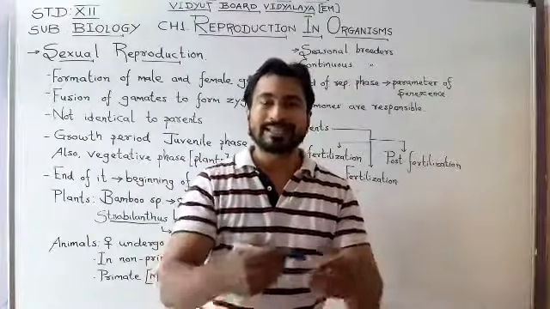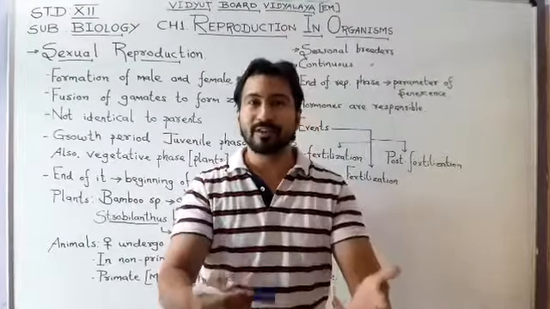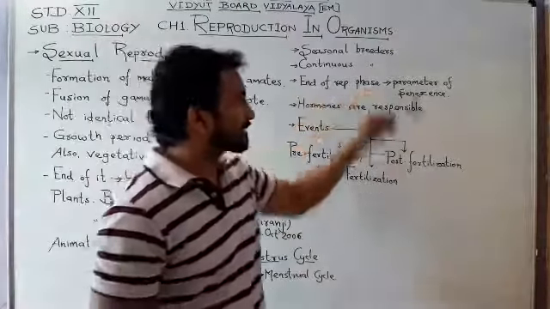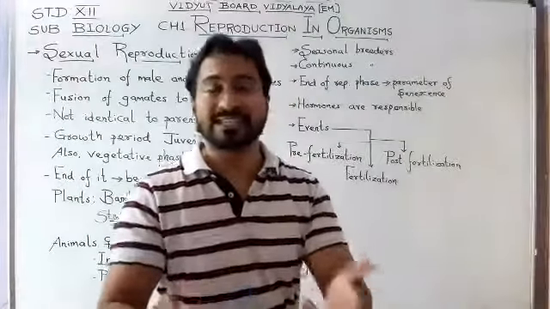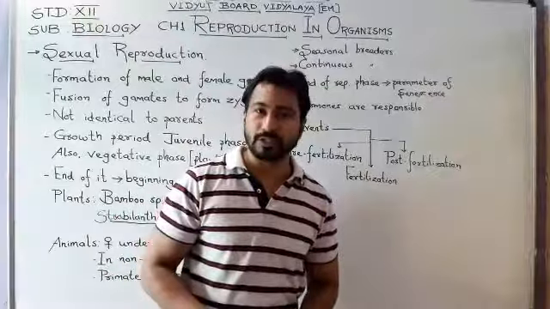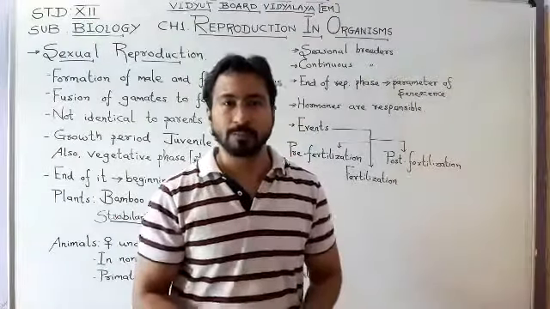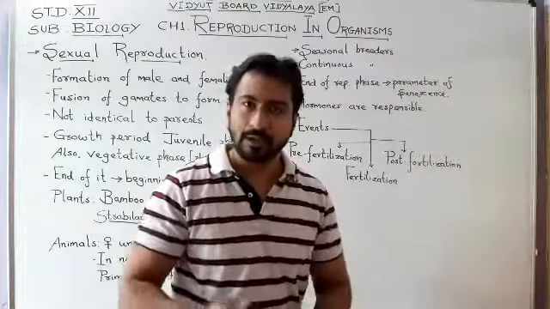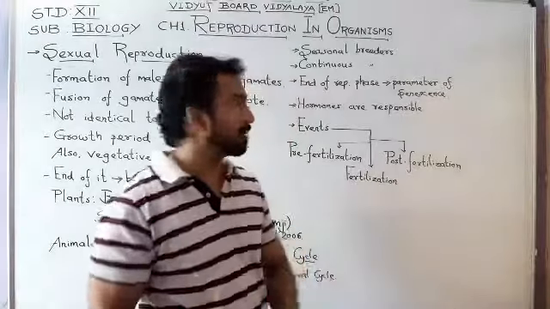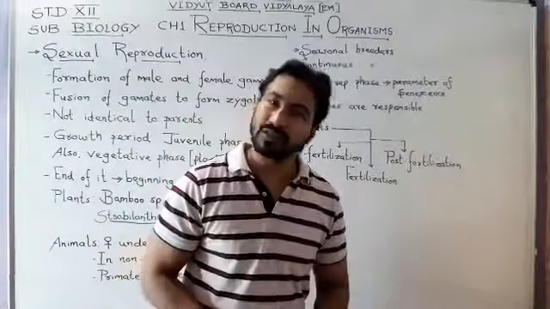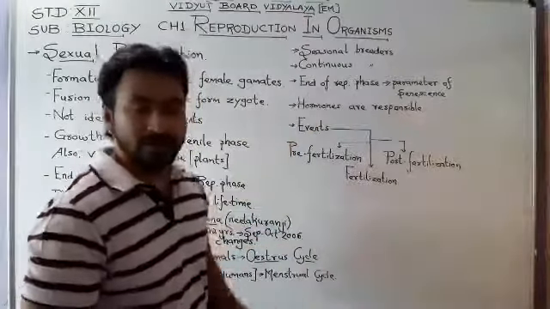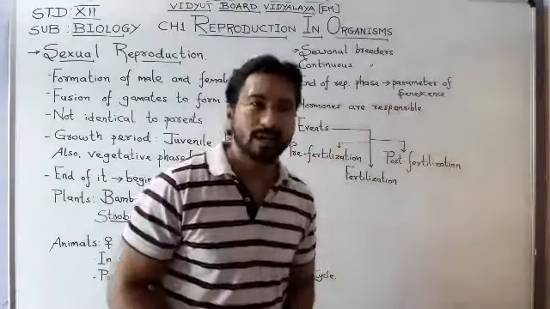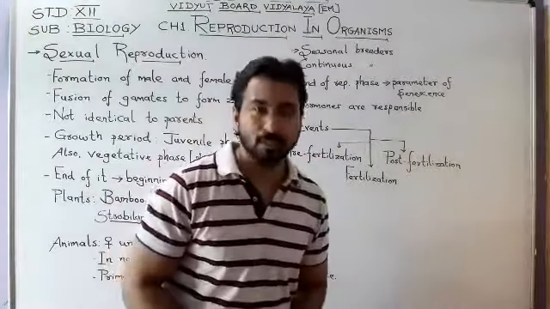Now, by the end of the reproductive phase, what happens? The end of the reproductive phase marks the beginning of senescence. One of the highlighting English words specifically used in biology is senescence. Senescence means old age. So the beginning of old age is nothing but the end of the reproductive phase. And who is responsible for the transition from the reproductive phase to senescence? Well, a lot of hormones are mainly responsible for it.